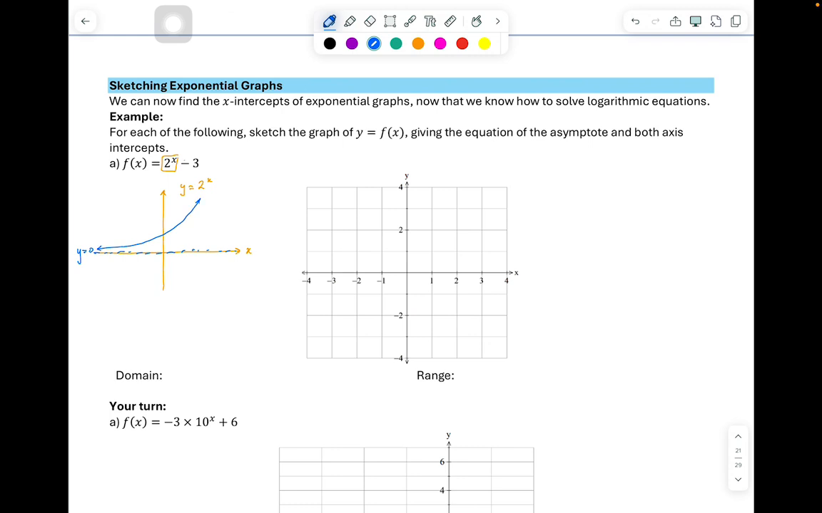The other thing as well is if we want to find the y-intercept here, we let x equals 0, and so 2 to the power of 0 is equal to 1. So when x is equal to 0, y is equal to 1.